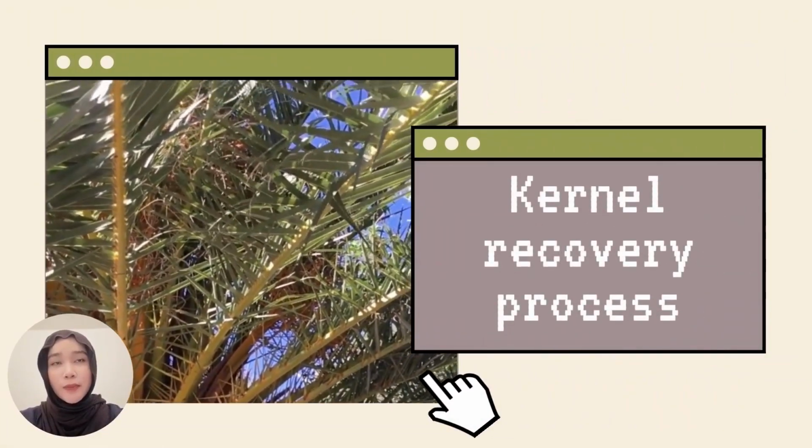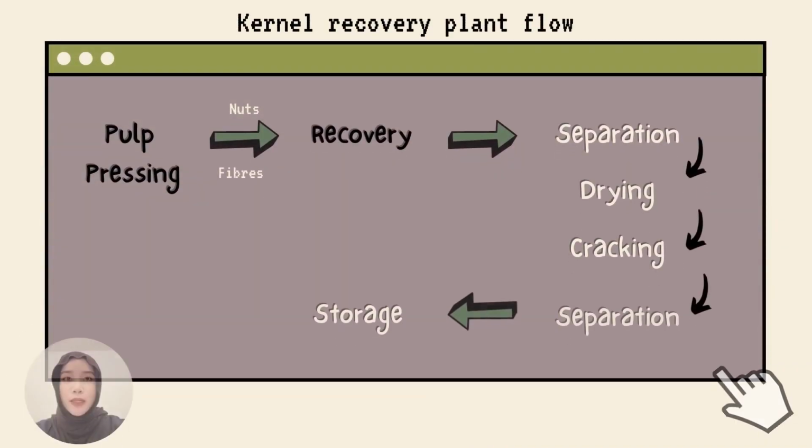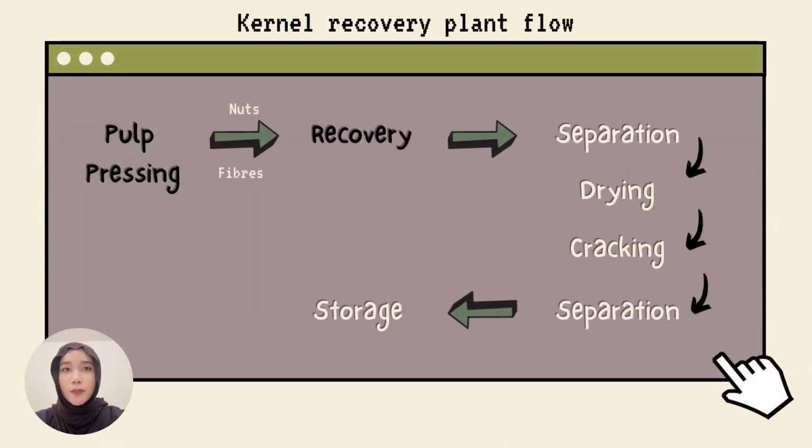My name is Siti and I will be explaining the kernel recovery process. Here is the kernel recovery plant flow, where we know that during the pressing process in the extraction of the kernel oil, there will be a residue, or so-called byproduct, from this process, which contains palm fiber and nuts. The palm fiber and nuts will undergo the kernel recovery process.